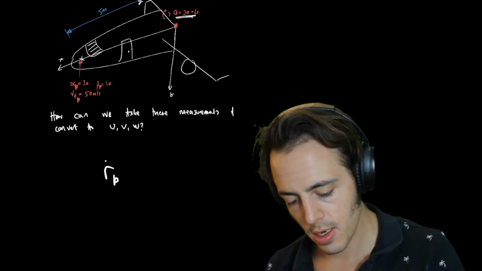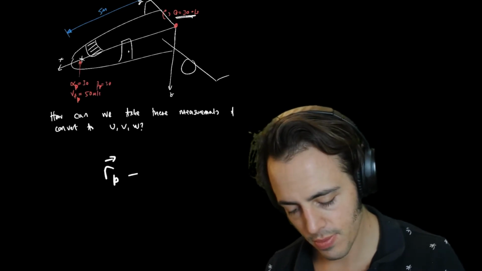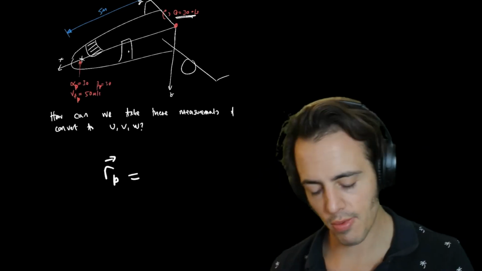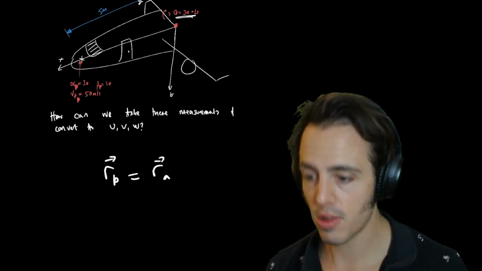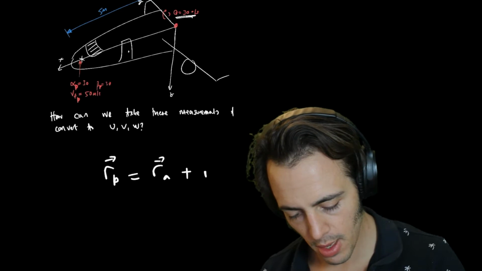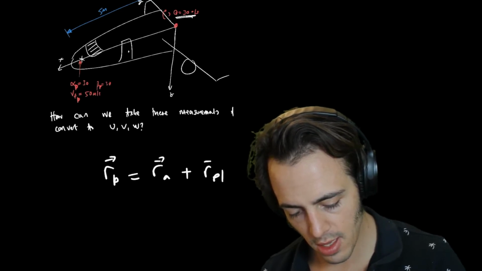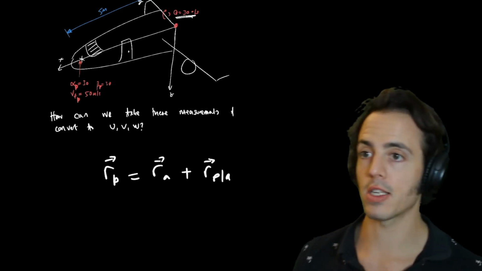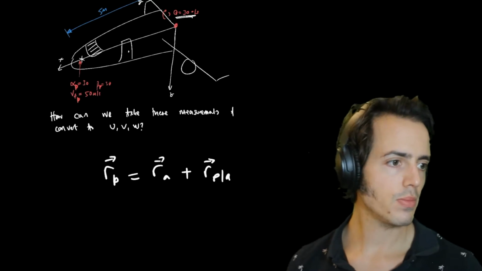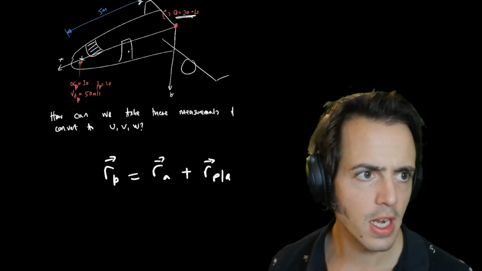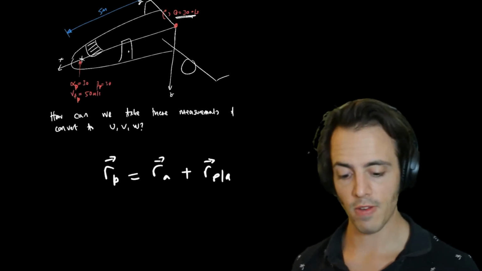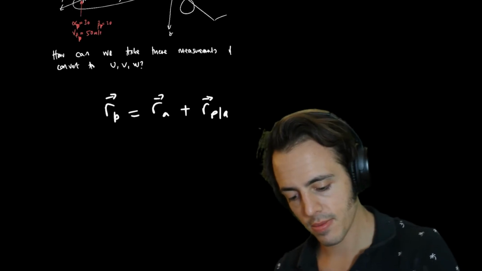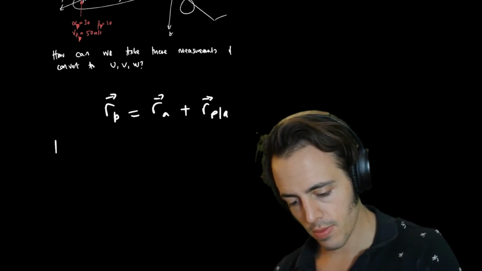probe position vector in the absolute reference frame is equal to the aircraft position vector plus whatever the relative position vector of the two are. And what we're particularly interested in is the velocities, so we need the first time derivative of these.